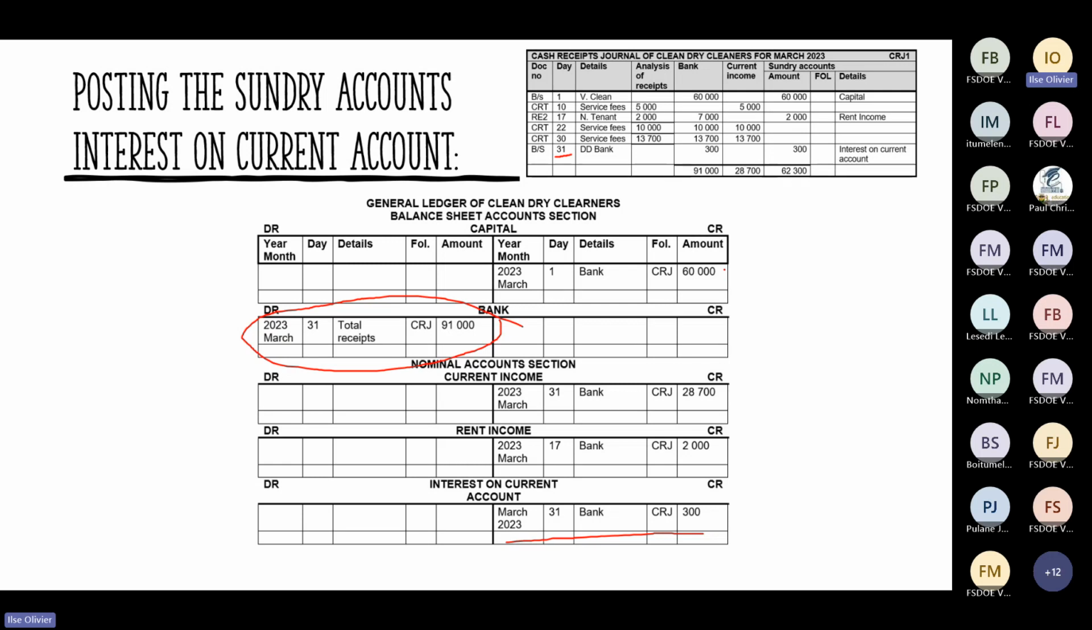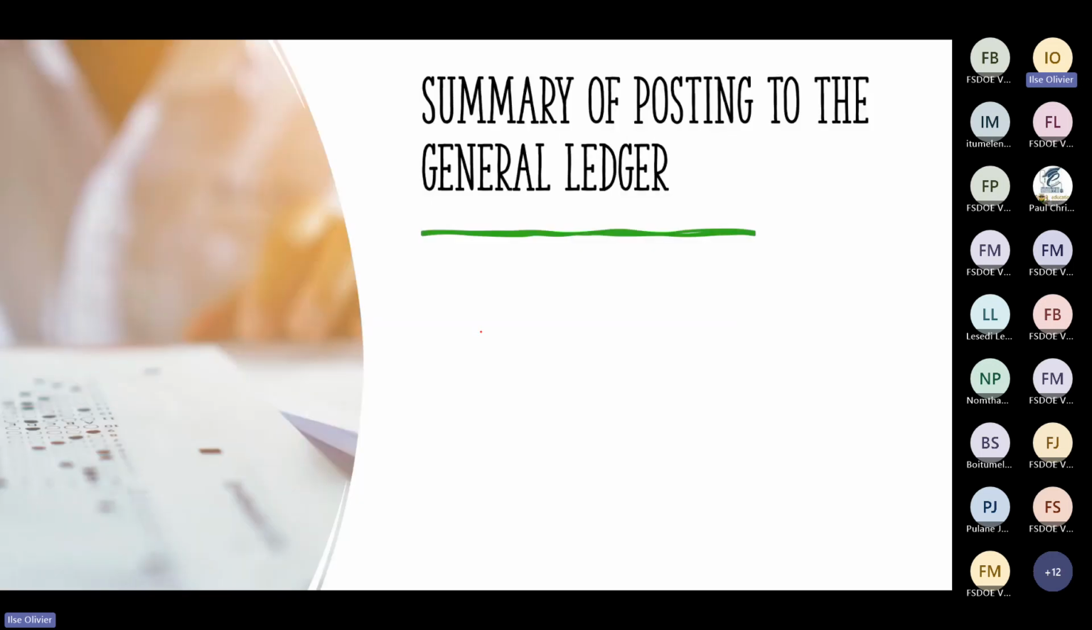If you're going to say now 60,000 Rand plus the 28,700 plus the 2,000 plus the 300, it will give you the 91,000 again. That means that we completed our double entry method. That said, for every debit, there should be a credit. So let's do a summary quickly of the general ledger.